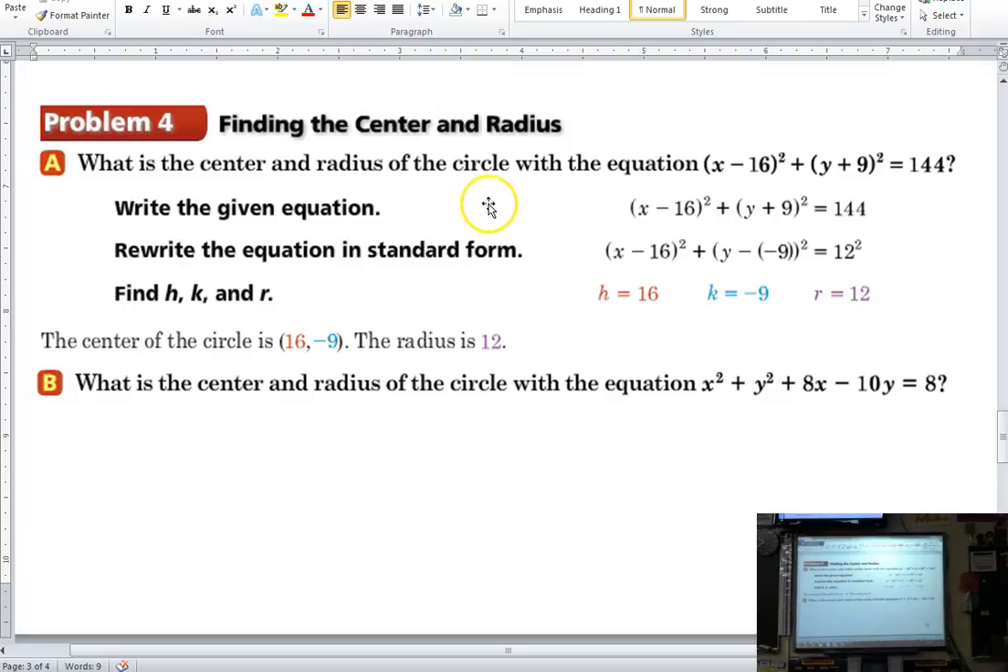So if we're trying to find the center and radius, and we have the standard form, we just work our way backwards, and we say if h is 16 and k is negative 9, that's my center. And for the radius, we square root the right-hand side, and we get our radius.